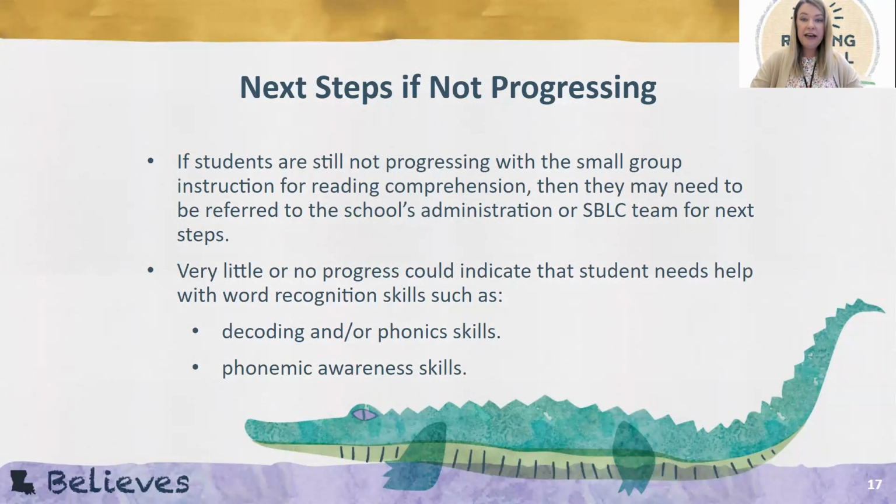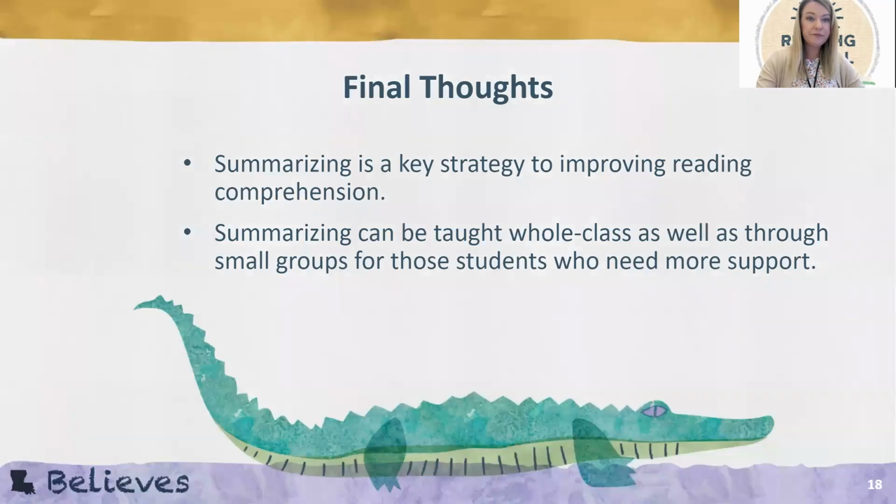So if you're doing that and they're still not progressing even in their small groups, they may need to be referred to the school's administration or SBLC team for next steps. Very little or no progress with the strategy could indicate that students need help with word recognition skills, such as decoding or phonics skills, or even phonemic awareness skills, just understanding letter-sound correspondences.